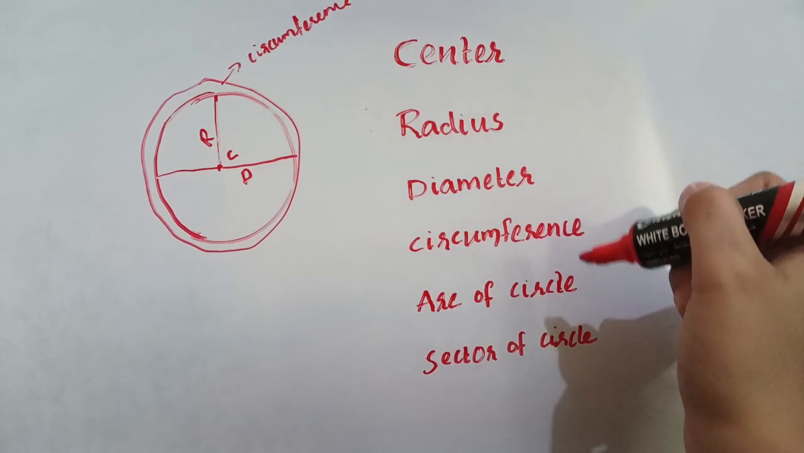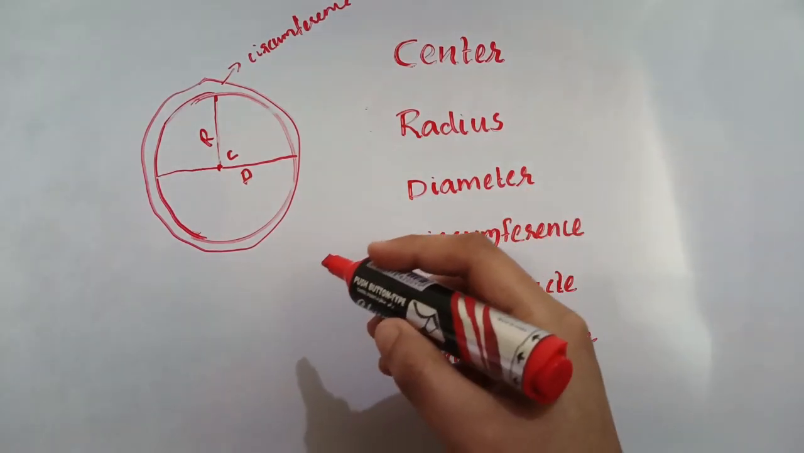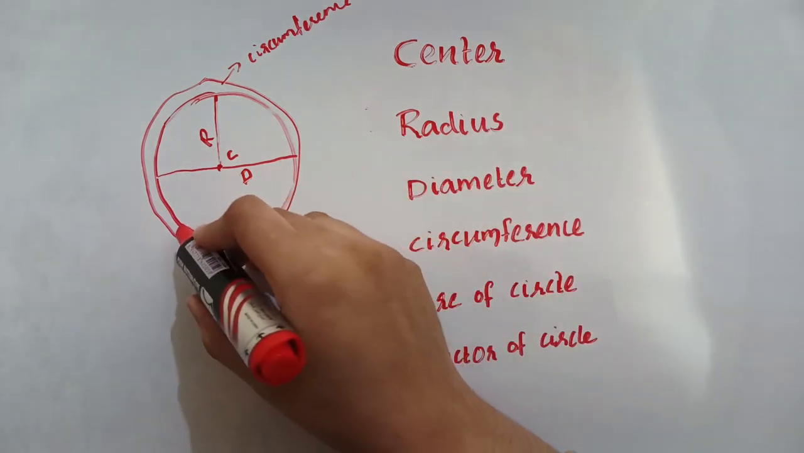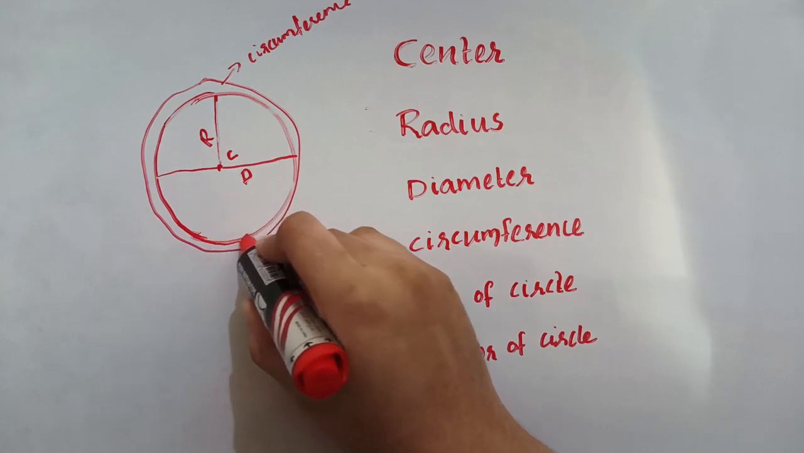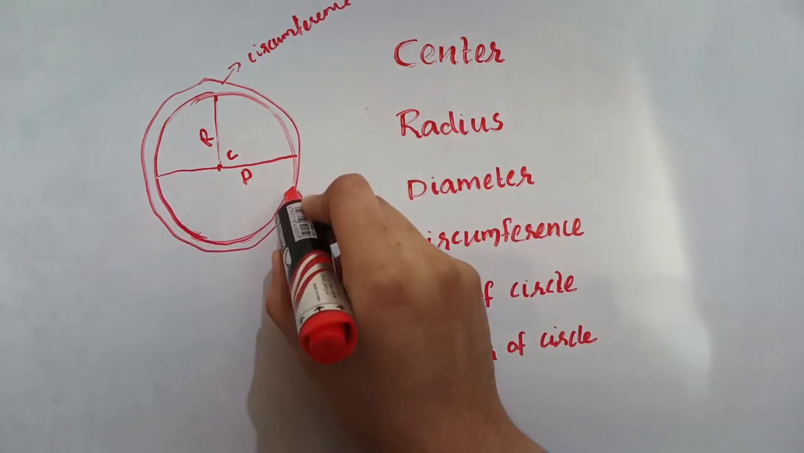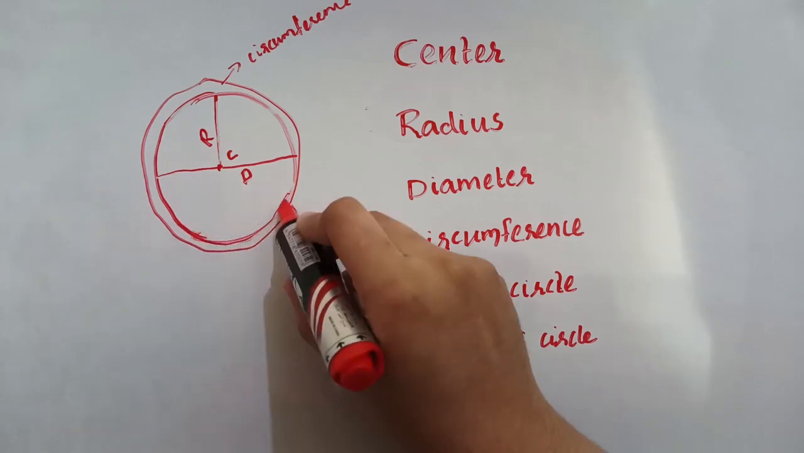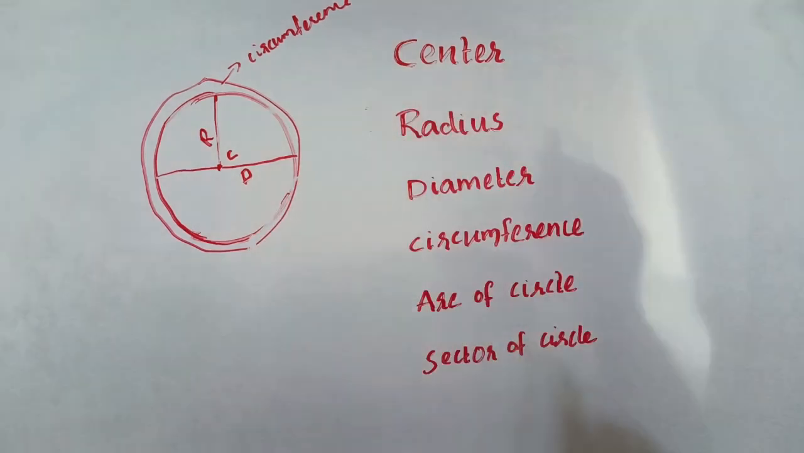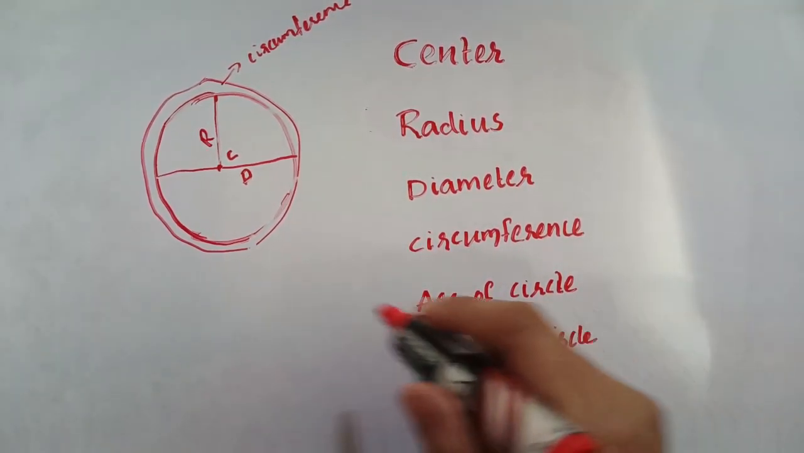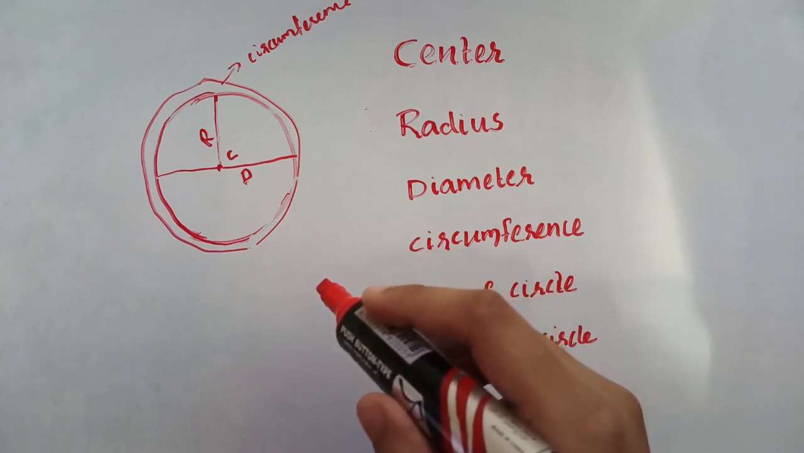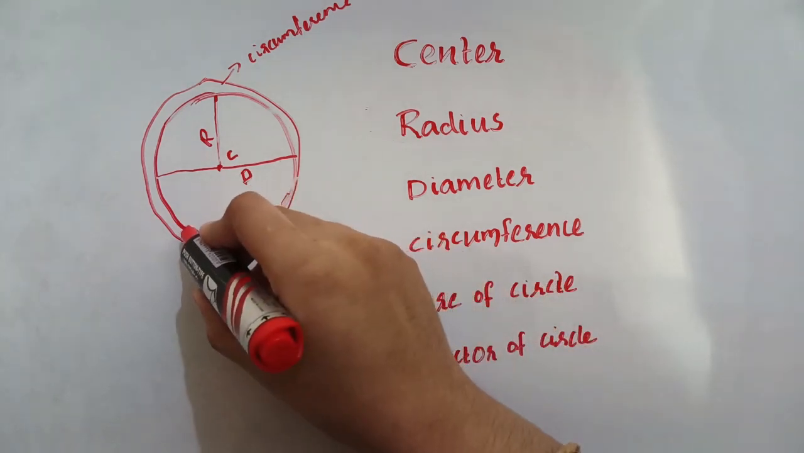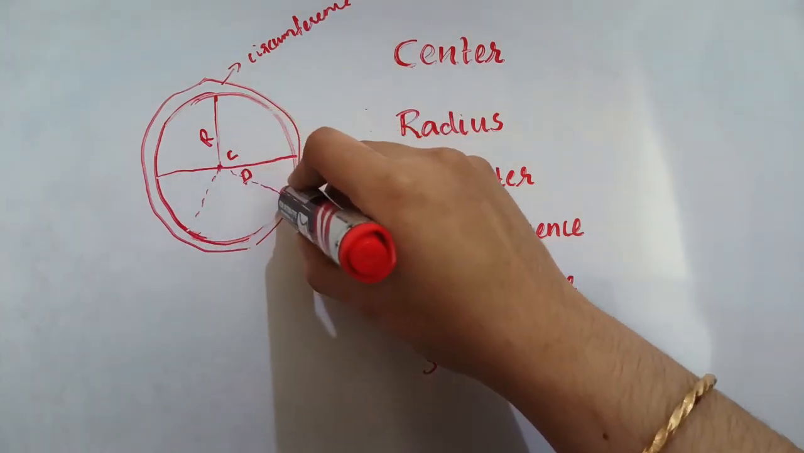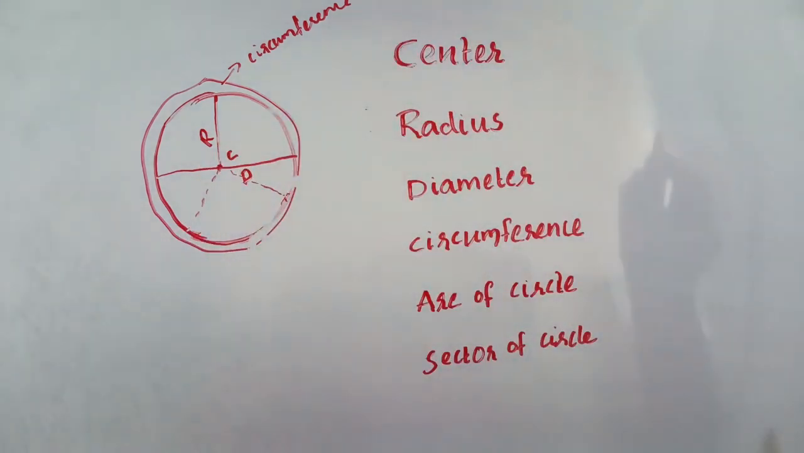Then arc of a circle. There are two types of arc, major arc and minor arc. Arc of a circle is a portion of circumference. We can say this portion is called arc of the circle. And the smaller portion is minor arc and major portion is major arc. Next, sector of circle. A sector is formed by joining end point of an arc with the center. If this is the arc, then if we join this arc, then this is said to be sector of circle.